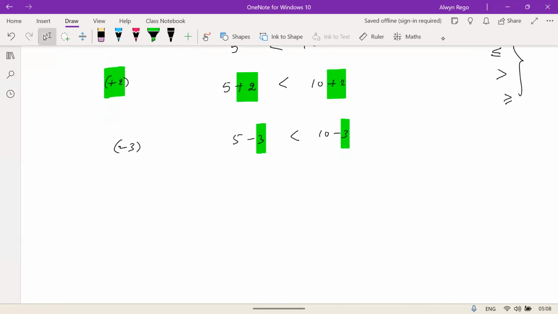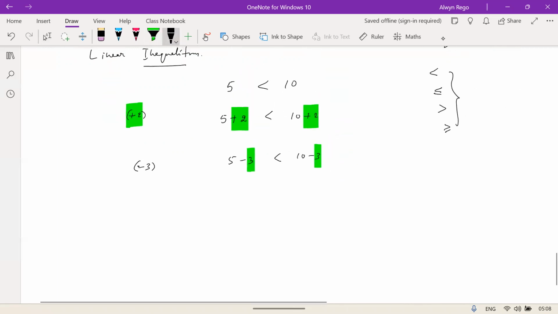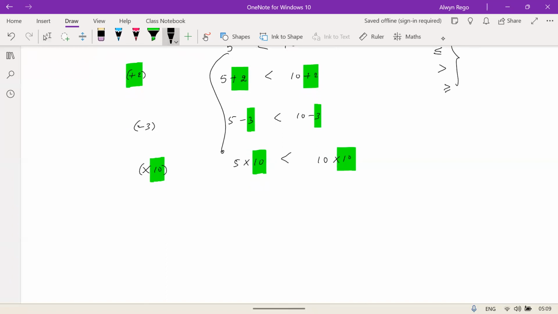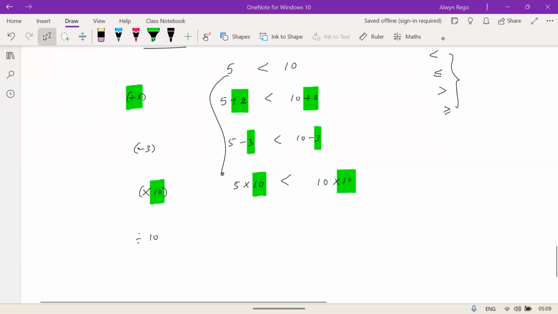Supposing you multiply the inequality by, let's say, 10. You'll find that 5 multiplied by 10 gives you 5 times 10 here, and 10 times 10 here. You'll find that this is still less than so much. So if you multiply by a positive number on both sides, the inequality is still not disturbed. If you divide by, let's say, 10, then you'll have 5 by 10 and 10 by 10.